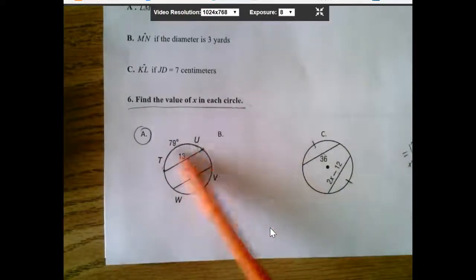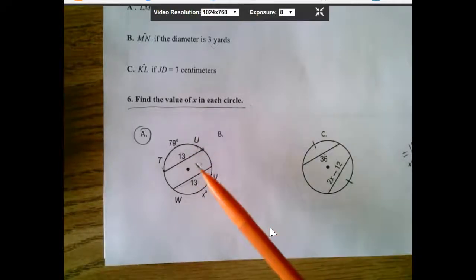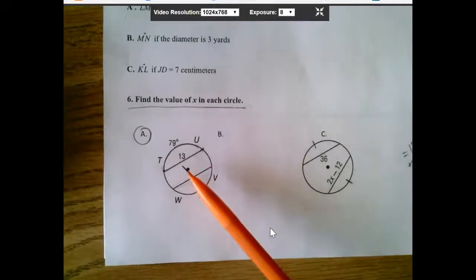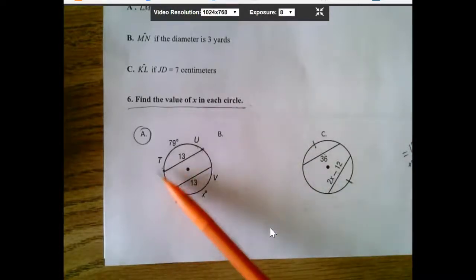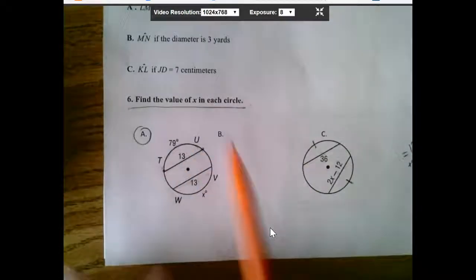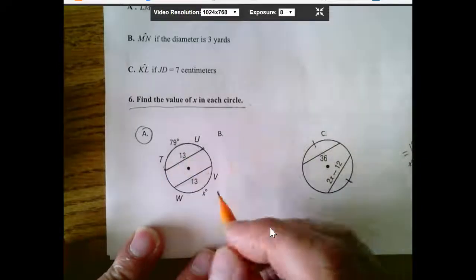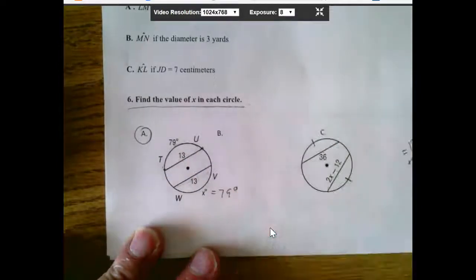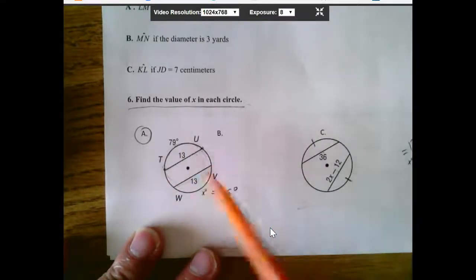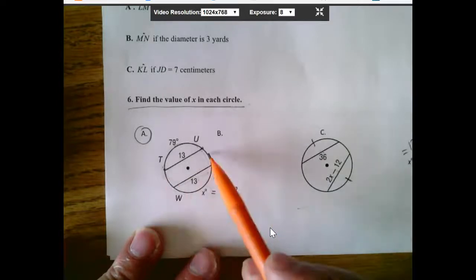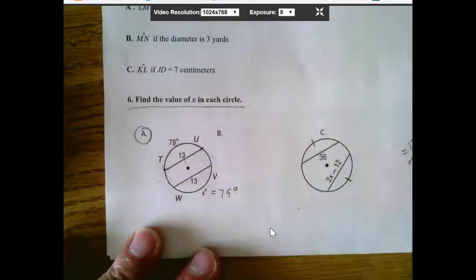And then it gives us one of these arcs. What's really cool about congruent chords is that if the lengths are equal and they're congruent, then the arcs are equal and congruent. Here we're supposed to solve for x. So if we know this is 79, this is also 79 degrees. It's as simple as that, right? And then we could figure out what these are by 79 plus 79, subtract that from 360, divide it in two, and we could figure out what those are as well.